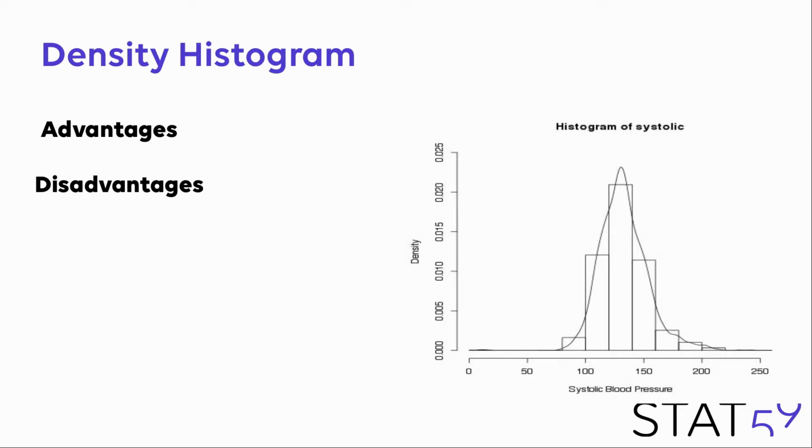Some of the disadvantages: when we overlay the density curve, you see we get this sort of cryptic y-axis. And it's a little bit hard to tell, for instance, how many people actually had a blood pressure of less than 100? And the other thing we lose is the fine detail of each observation.